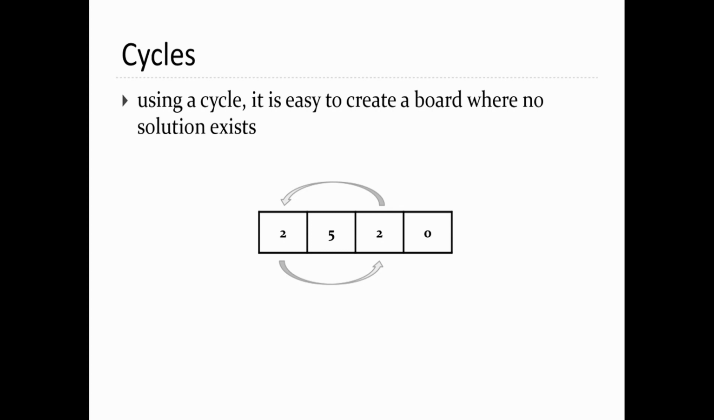Now given the fact that a board can contain cycles, it's easy to make boards where no solution exists. Here I've got a board, 2, 5, 2, 0, and the only possible set of moves is from the 2 to the 2. There's no solution in this case. So now you have a problem where there's no solution as well. When you try to solve this problem, you either solve it or you realize that there's no solution.